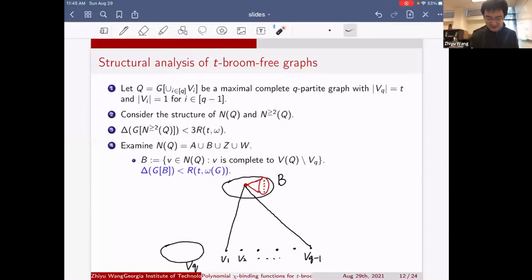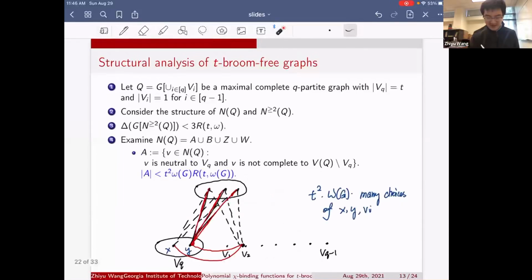If the maximum degree is very large, then by Ramsey number we'll be able to find a large independent set in the neighborhood, and then you can see that all these vertices are connected to V1 to VQ minus 1. So again, we can put these into the Q to get a larger Q-partite graph. Therefore, the maximum degree has to be bounded, so the chromatic number is also bounded.